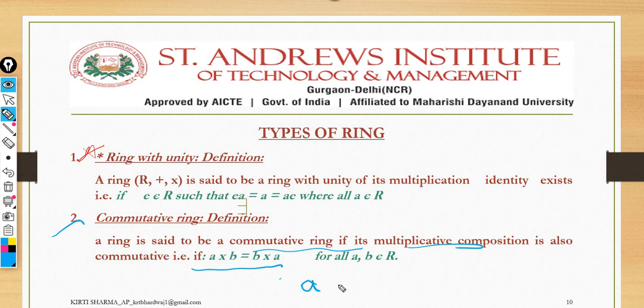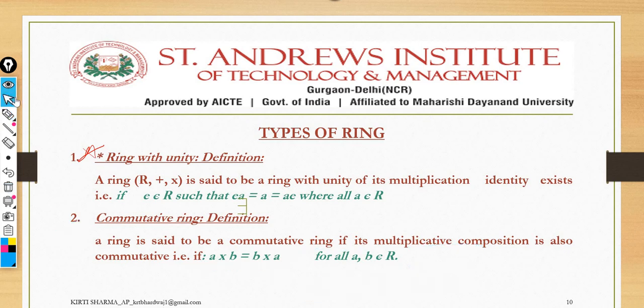If we are applying the multiplication operation, A cross B or B cross A, it is a commutative property. If any ring satisfies the condition of commutativity with respect to multiplication, then it is known as a commutative ring. It's very simple to understand. I hope it is clear for everyone.